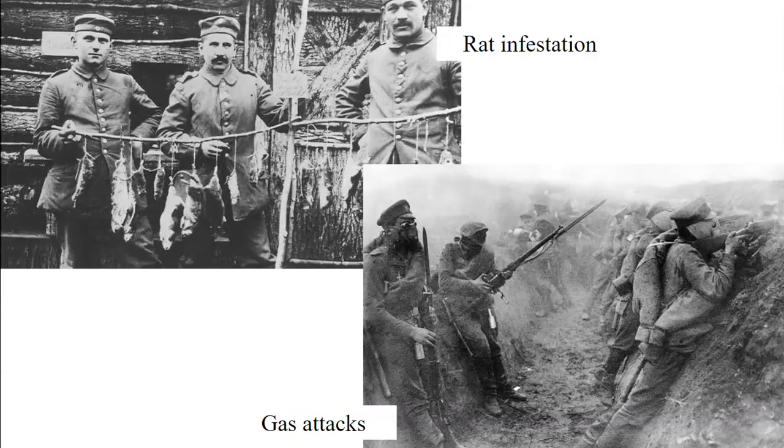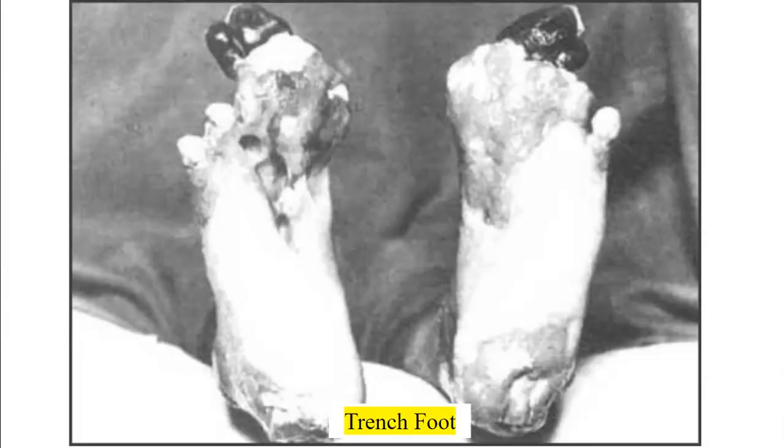Here we've got a rat infestation in the land. You have gas attacks. They're wearing gas masks, so you can see, because of course if the wind blows, they're going to get the gas. And this is known as trench foot. They are in these muddy areas for months and months on end, and this was something that a lot of them had to deal with. Feel free to look that up on your own.